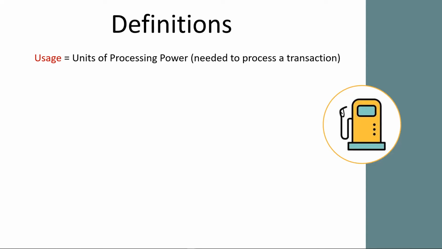Some contracts require more usage than others. So no two transactions are going to be alike in terms of how much usage there is. Even if two different people are using the exact same smart contract, the amount of usage it takes for their transaction to process may be different.